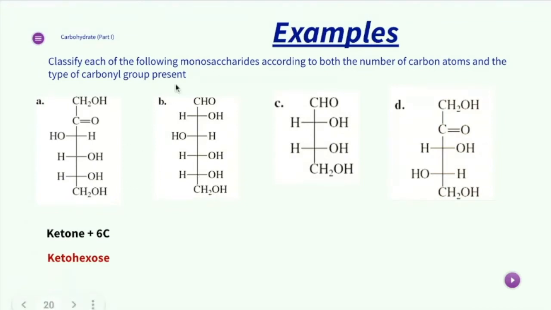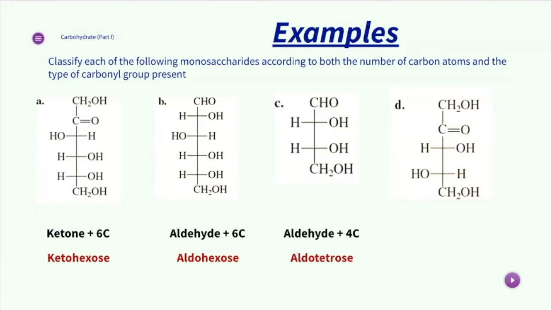Okay, number 2 here. So which functional group? Aldehyde. So aldehyde with 6 carbons, and then it becomes an aldohexose. Right. Okay. And this one? Aldehyde. So where is the functional group? Here, at the top, right? So it has 1, 2, 3, 4 carbons, aldehyde. So aldotetrose.